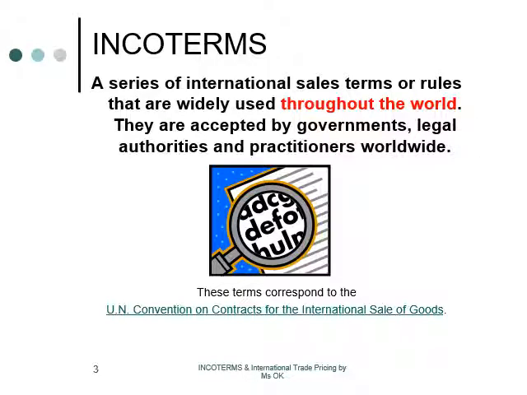So we may define Incoterms as a series of international sales terms or rules that are widely used throughout the world. They are accepted by governments, legal authorities, and practitioners worldwide. These rules have been developed and maintained by experts and practitioners brought together by the International Chamber of Commerce, and they have become the standard in international business rule setting.